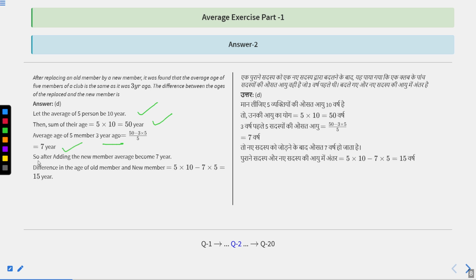So the question says that after adding the new member, the average becomes 7 years. Clear? So the difference in the age of the old member and new member will be 10 into 5 minus 7 into 5. So we will get the answer which is 15 years. D is the correct answer. Next one.